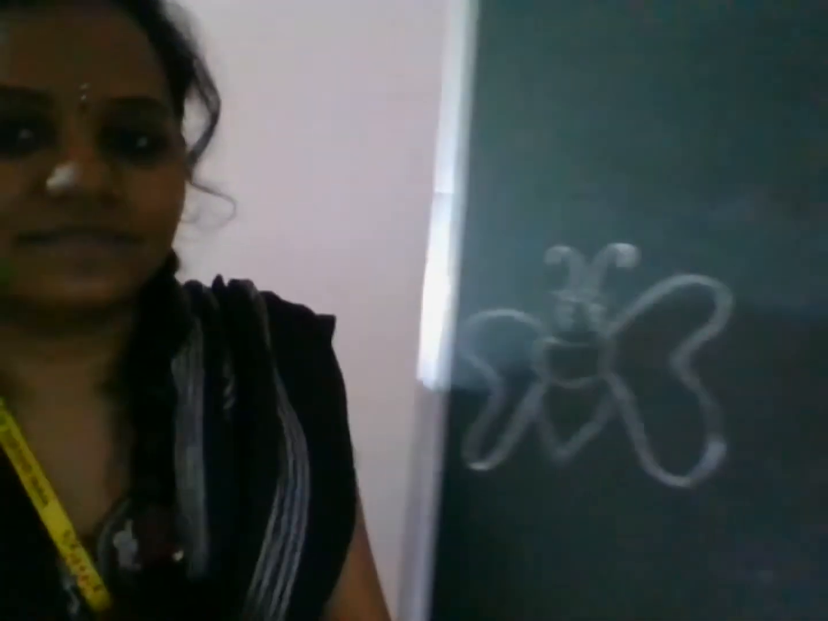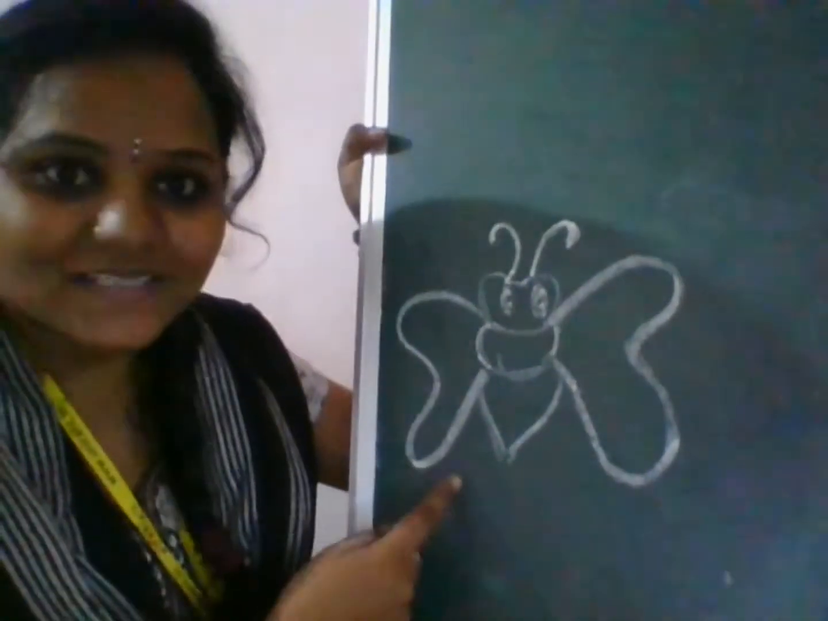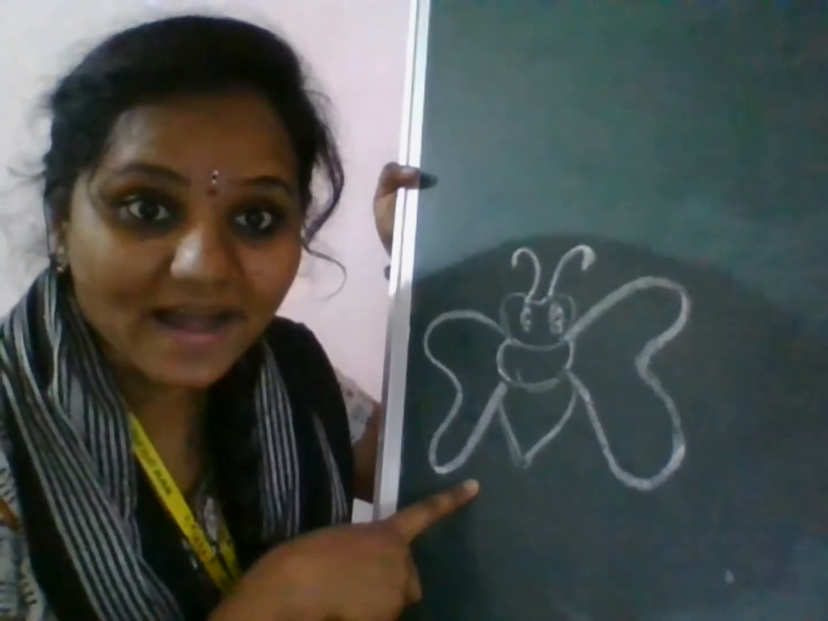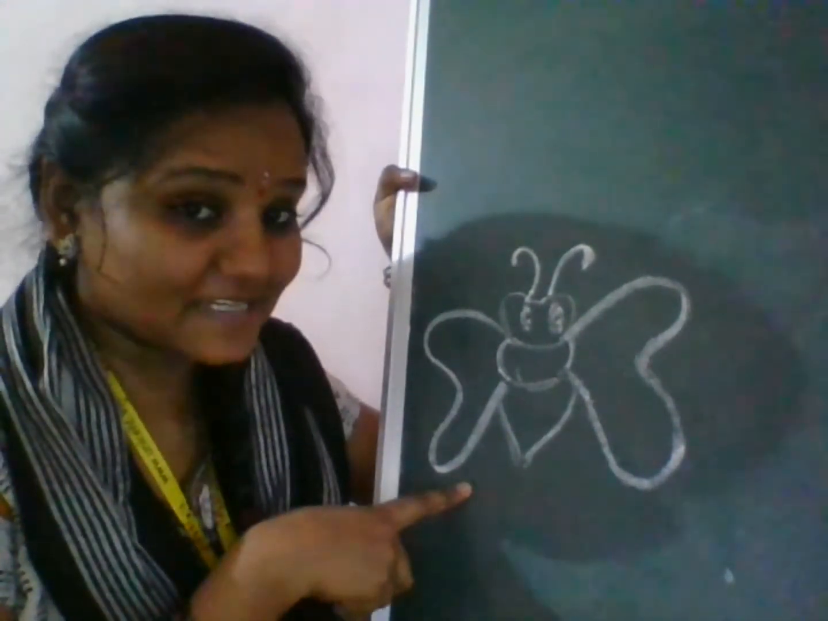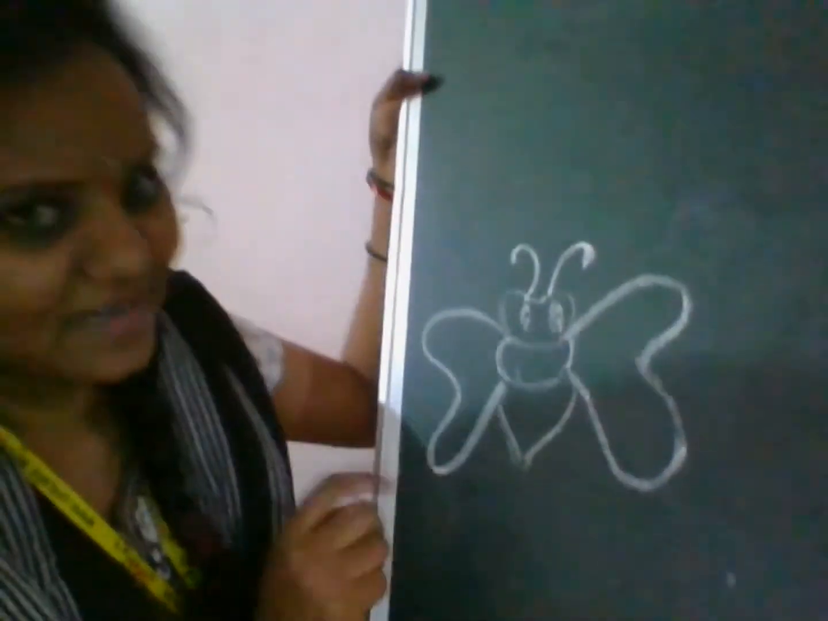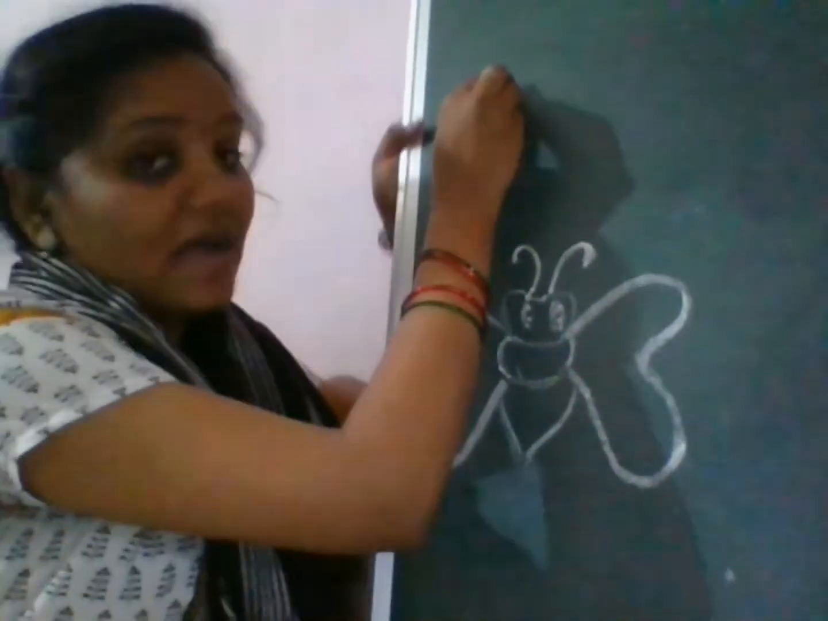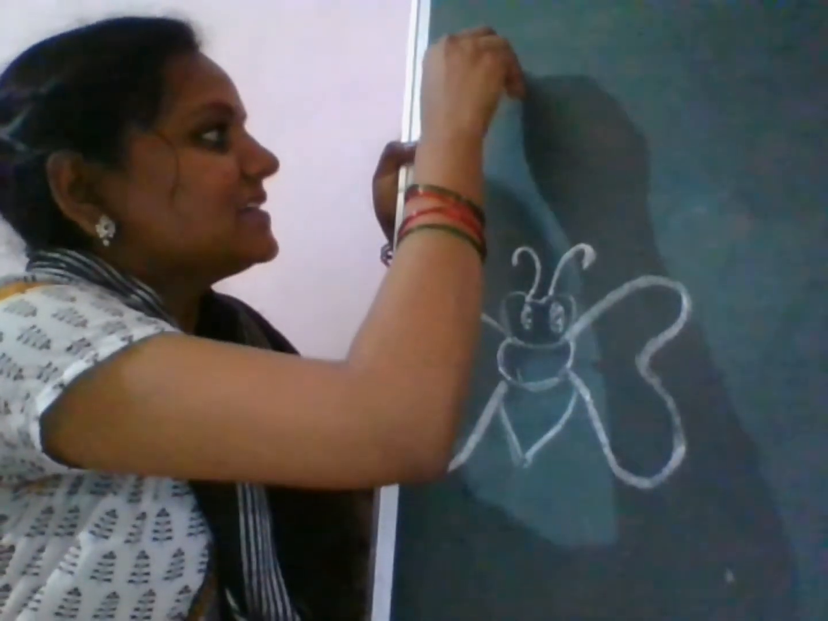Children, today we are going to learn a new letter. That is letter I. Okay, now let's see how we have to write letter I. Okay, children? Oh, what is this? It's a butterfly. Wow, but do you know this is an insect? Yes, so let's see. I, how do you write I?